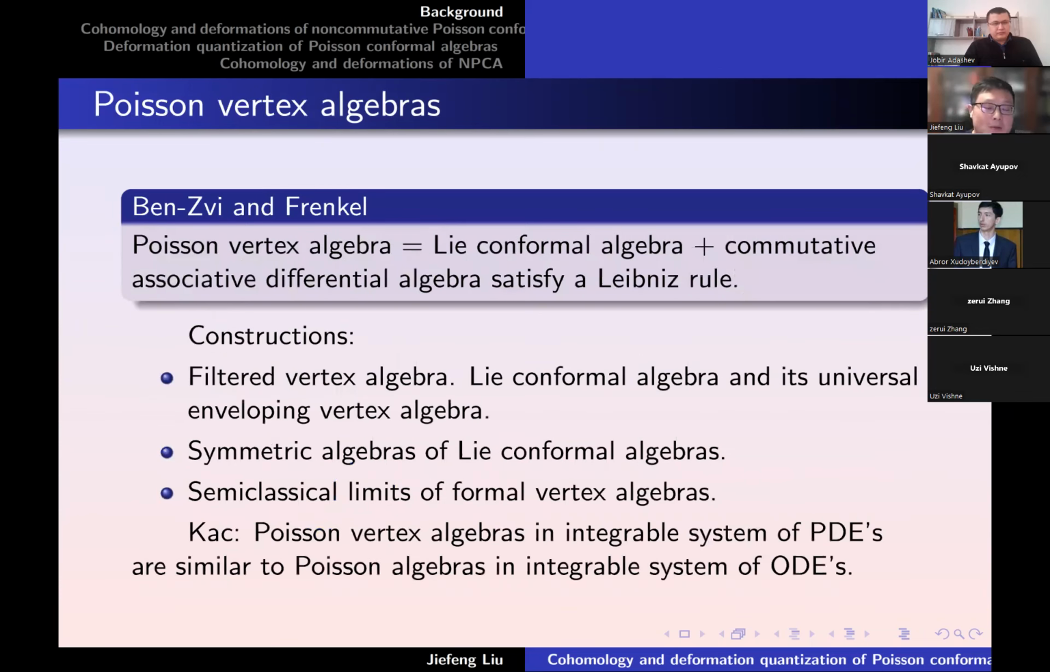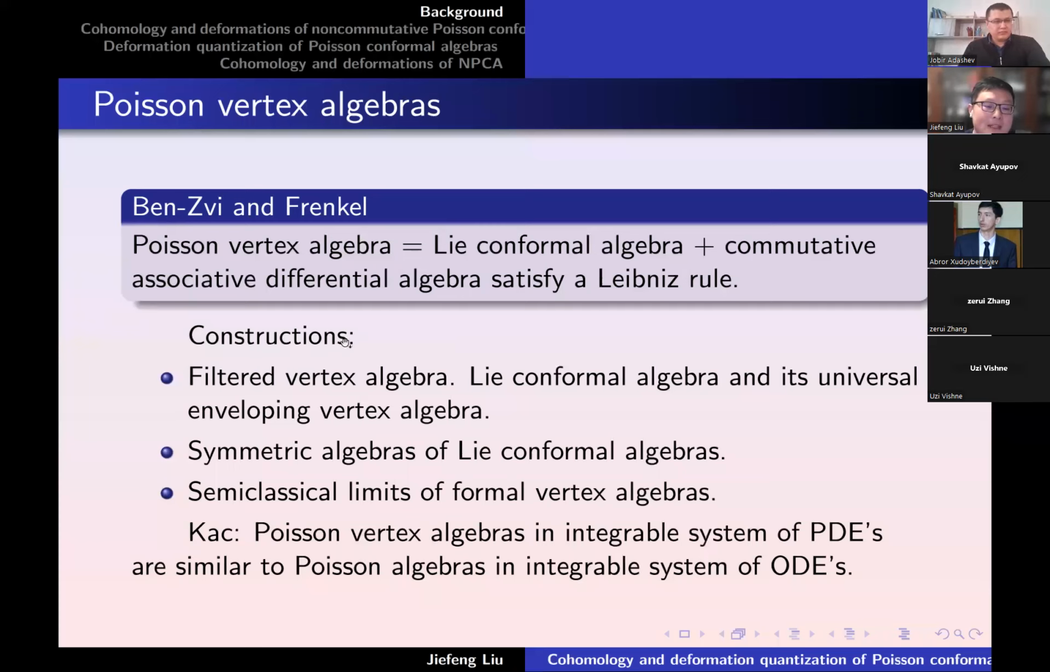There are two types of Poisson algebras related to the conformal algebra. One is Poisson vertex algebra. The other is Poisson conformal algebra. First, I introduce some facts about Poisson vertex algebra. This definition was given by Ben-Zvi and Frenkel. A Poisson vertex algebra is a Lie conformal algebra plus a commutative associative differential algebra satisfying a Leibniz rule.